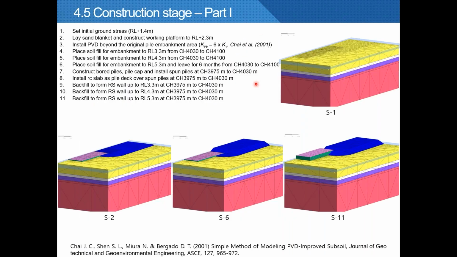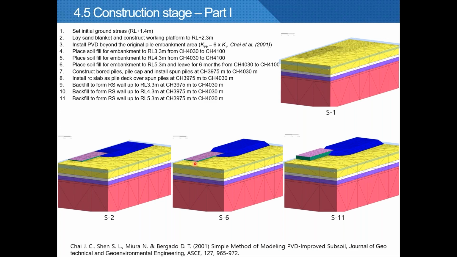Now I'll explain the construction stages. The first step is to generate the ground stress. The ground level is RL 1.4 initially. Then put a minimum fill for a working platform. Then install PVD and lay geotextile below the embankment. Then increase the height of the embankment gradually to RL 5.3 and consolidate the ground over a 6-month period.